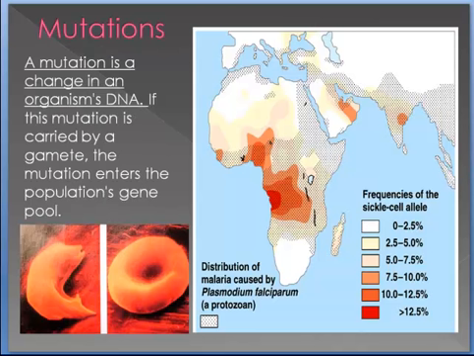Mutations are another cause for microevolution, and a mutation is a change in an organism's DNA, and if a mutation is carried by a gamete, the mutation enters the population's gene pool. This is rare, however, this does occur. For example, in certain places in Africa, here you see with the black dots, you can see that that is an area with malaria.